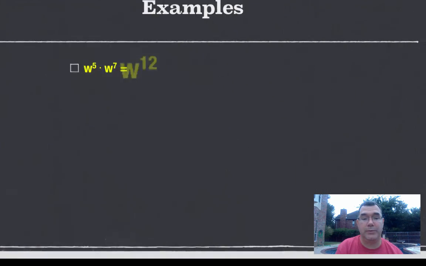Here are some more examples. If I have w to the 5 times w to the 7, that's going to be w to the 5 plus 7, which is w to the 12.